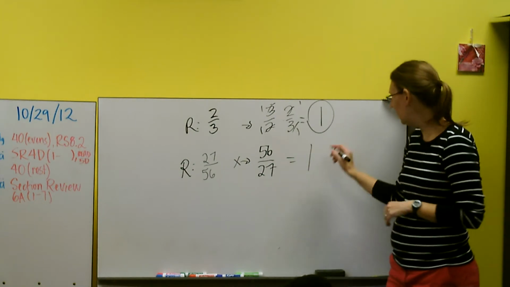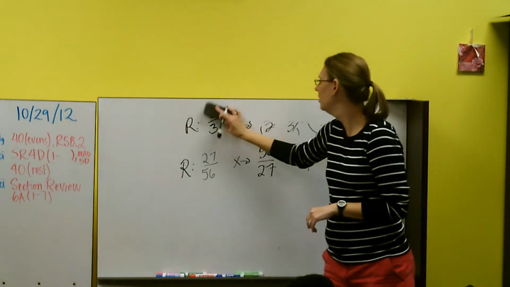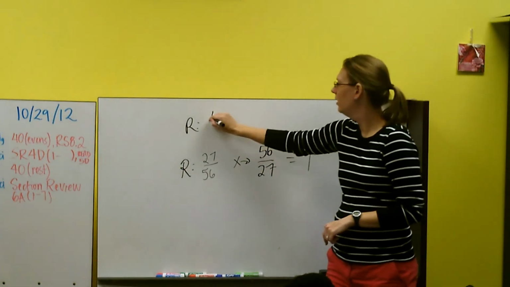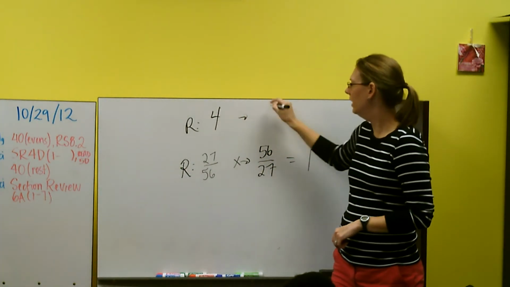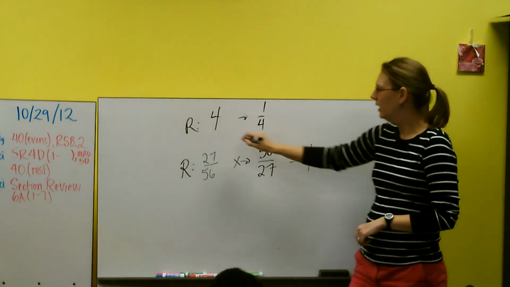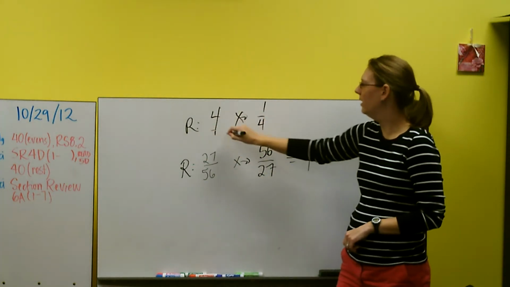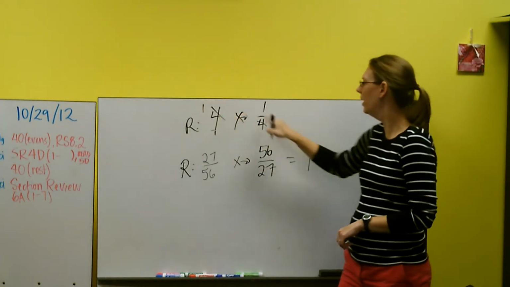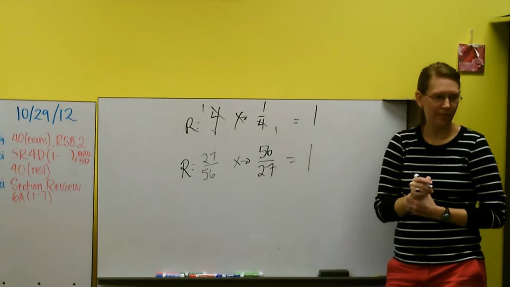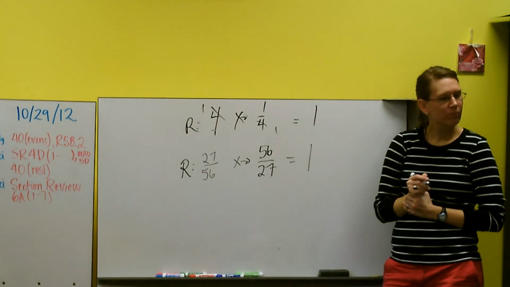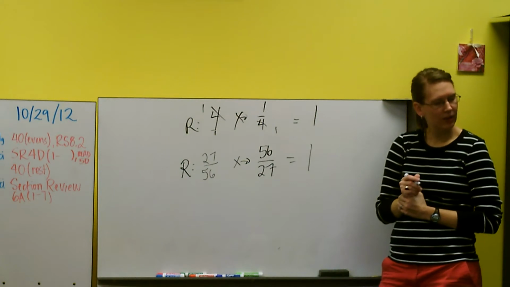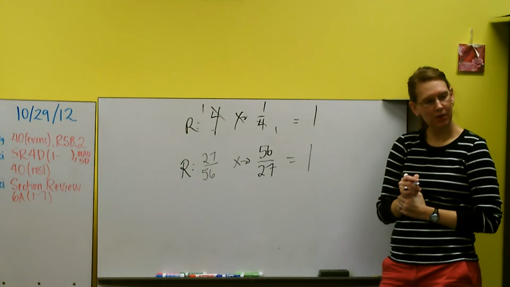Okay? Even if we go back to our 4 and 1 over 4, if I multiply them, the 4's will cancel. We already have the 1. We get 1. So we only have a whole number. So we're going to decide. Right? A mixed number?